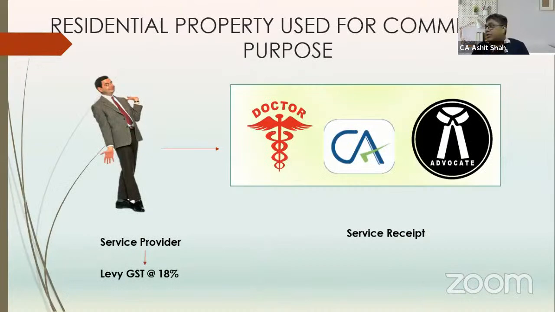Now, what will happen? Residential property used for commercial purpose. Many times doctors, chartered accountants, advocates are allowed to use residential premises to carry out their practice. So that means residential property is used for commercial purpose. In that case, the exemption is not there, and therefore the tax needs to be discharged by the service provider, that is the owner or lessor, at the rate of 18%, and no exemption is provided.